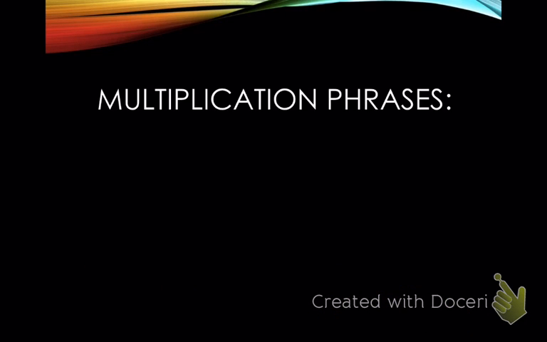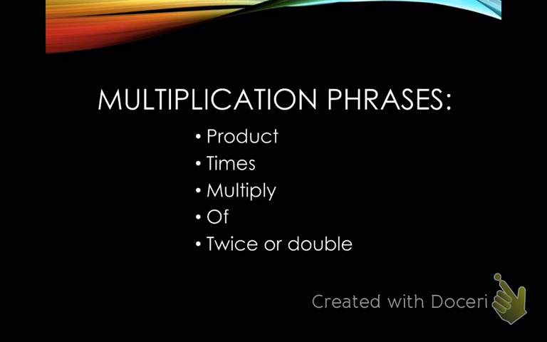Moving on. Multiplication phrases, we're going to go a little bit faster. Product, times, multiply, of, that's a big one, twice, or double. You might even see triple. I would write that one in there as well. Triple. When I look at your notes, I'm looking for that one for a free point. So product, times, multiply, of, twice, or double something. Oh, there's triple right there.